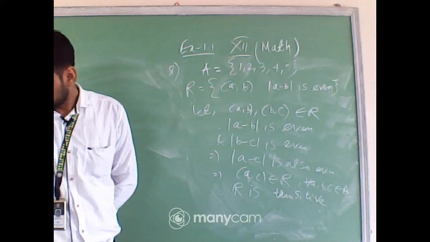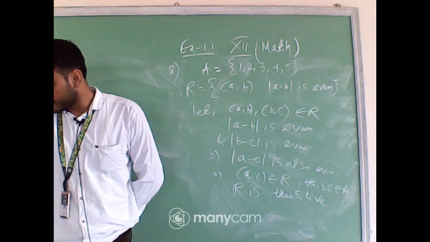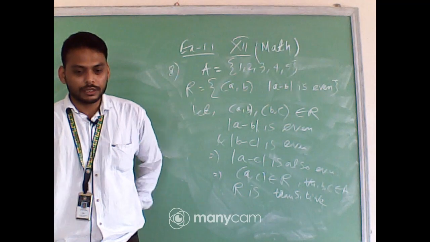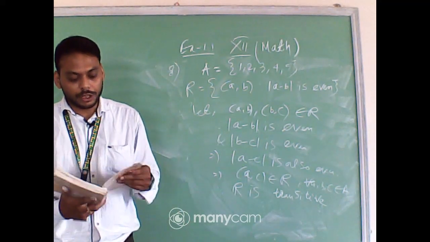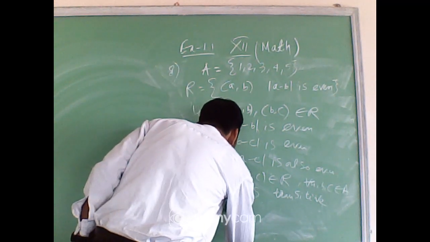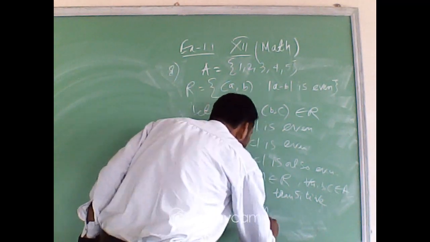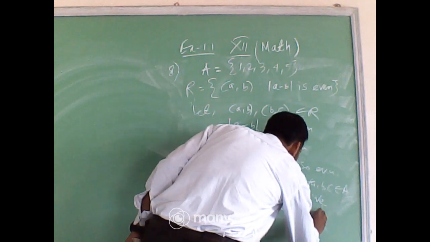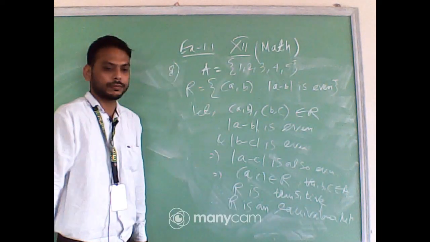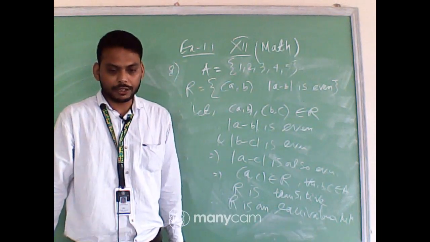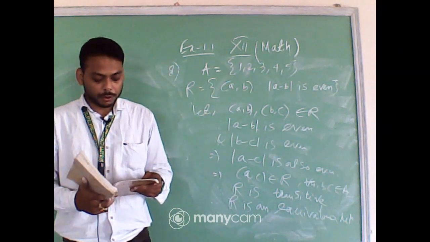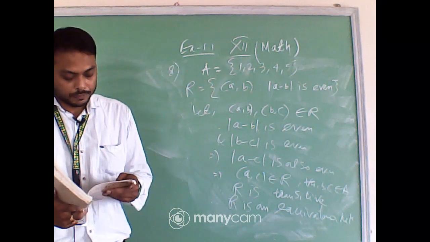Isn't it? So R is reflexive, symmetric and transitive simultaneously. So from here we can conclude R is an equivalence relation. Hence R is an equivalence relation on A, isn't it? Yes, very good. So now the next part of this question.